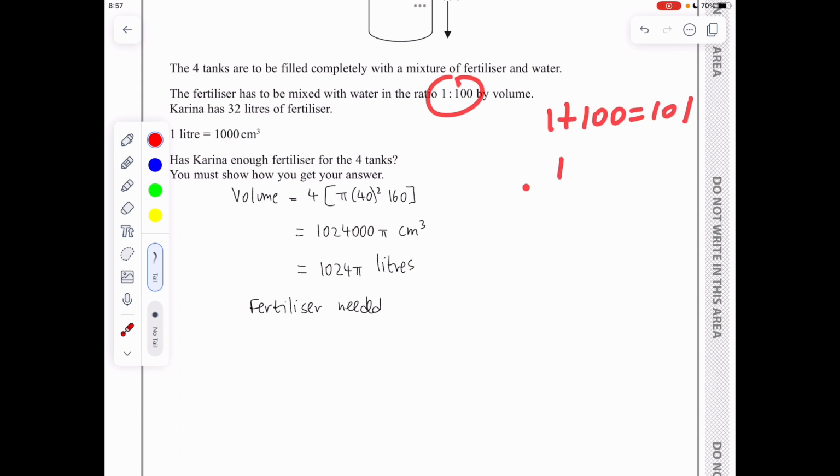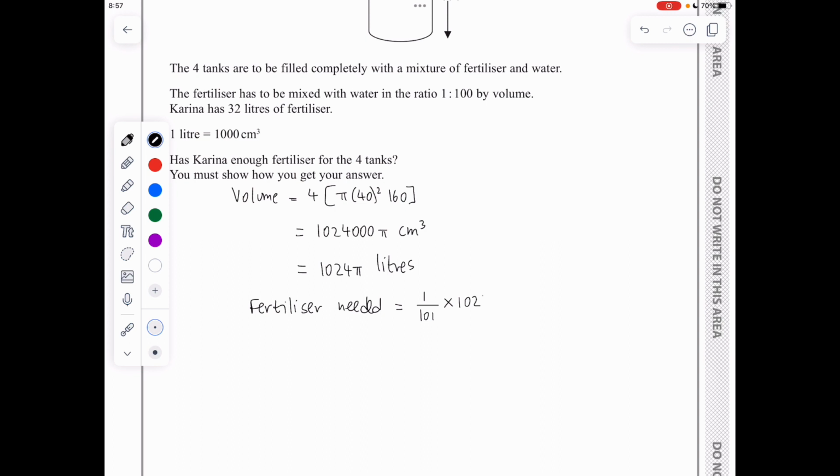So 1/101 will be the proportion of fertilizer out of the total volume. So I will be doing 1/101 times 1,024 pi, and this gives an answer of 31.85 liters, which is less than 32, and therefore we conclude that Karina has enough fertilizer. Remember, she had 32 liters of fertilizer. She will need 31.85 liters to completely fill the 4 tanks, so she has enough fertilizer.